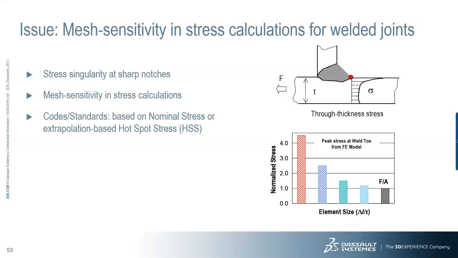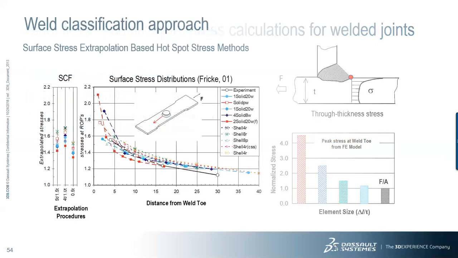Most of the codes and standards used for the fatigue of welds are based on nominal stresses or extrapolation-based hotspot stresses, and both of them generally struggle to give you accurate results. We'll see some of the issues with these two approaches that the codes and standards generally use.